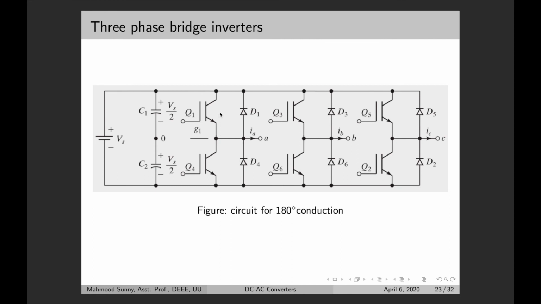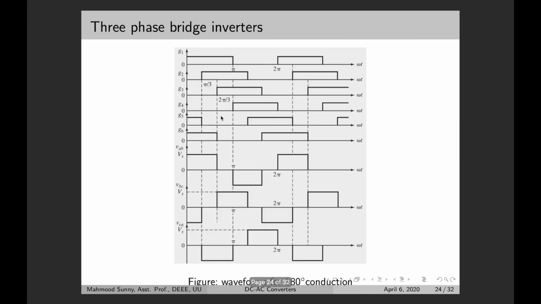And the transistors are numbered in the sequence of getting the transistors. So for example, the switches 1, 2, 3 can be on at the beginning, then the switches 2, 3, 4, and then 3, 4, 5, 4, 5, 6, and so on. If we look at this waveform, we can see that G1, G2, these are the gate signals. So we can see that switch 1 starts at the beginning at 0 degree. Then the second switch starts after 60 degrees. Then the third switch starts after 120 degrees, and so on.